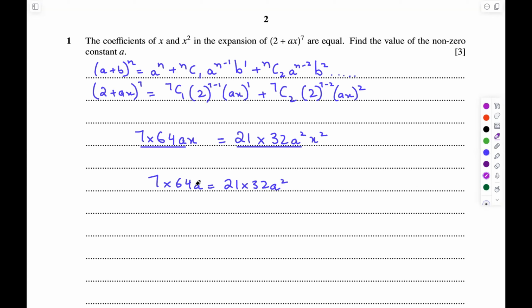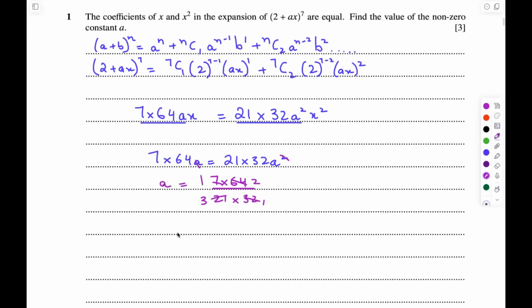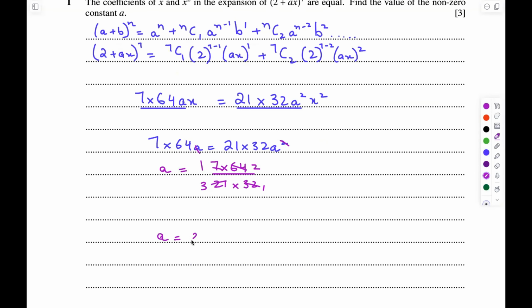Now, to find the value of a, we divide over here, so this will cancel out. So a will be equal to 7 into 64 divided by 21 into 32. This will cancel with 32 and 64, so that will become 2, and this will become 7 one time and 7 three times. So the value of a will be equal to 2 upon 3.